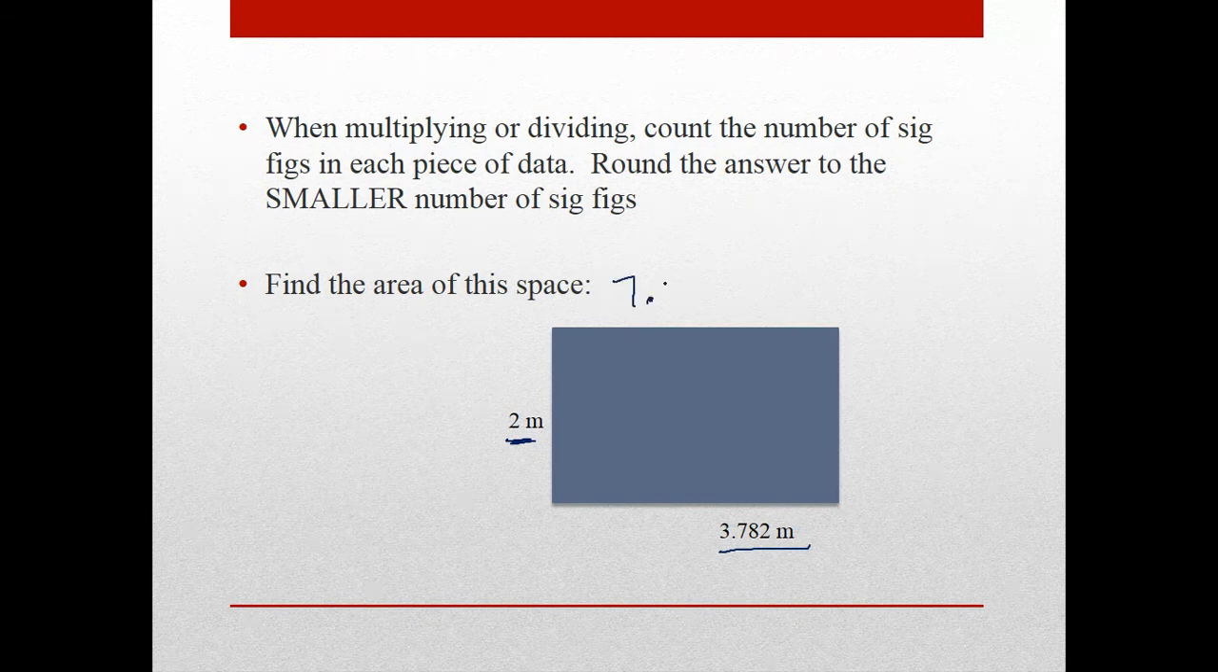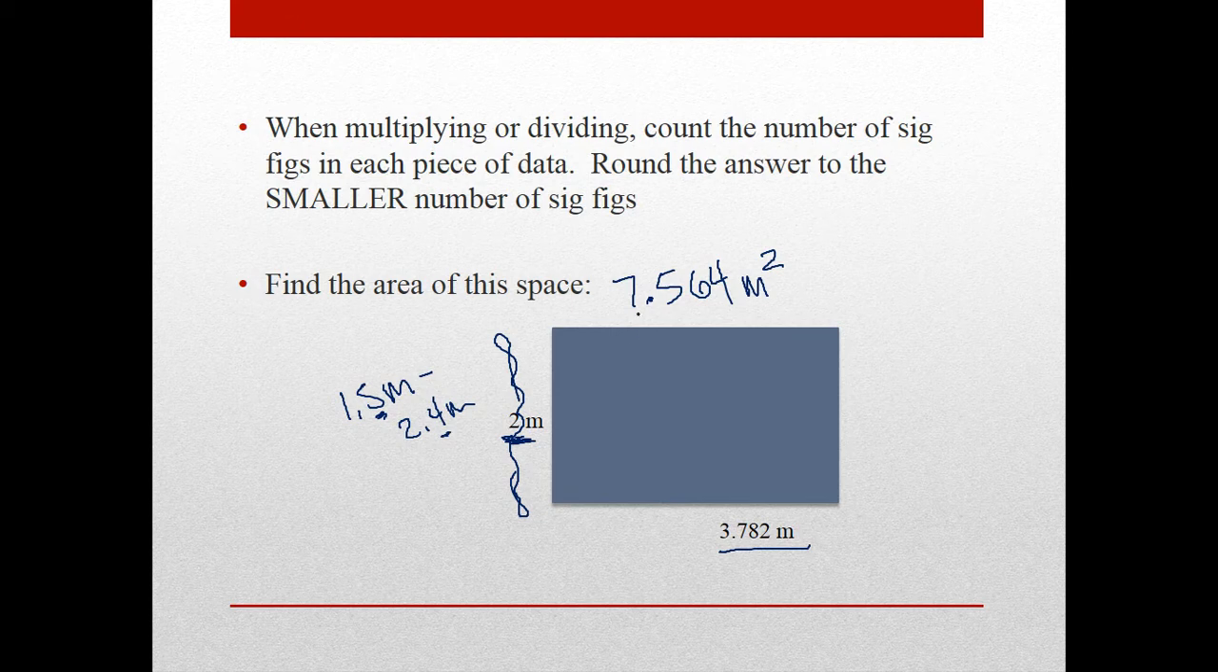That gives me 7.564 meters squared, according to my handy-dandy calculator. But this is rounded to 2, which means really it could be anywhere between maybe 1.5 meters to 2.4 meters. Somewhere in there is what this width is. So if I'm rounding so much the width, I can't really truly say that I know the area down to the thousandths of a square meter.